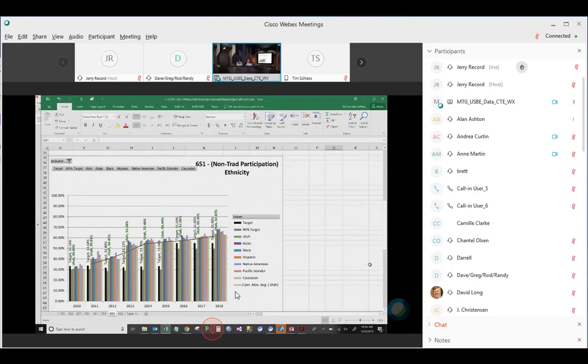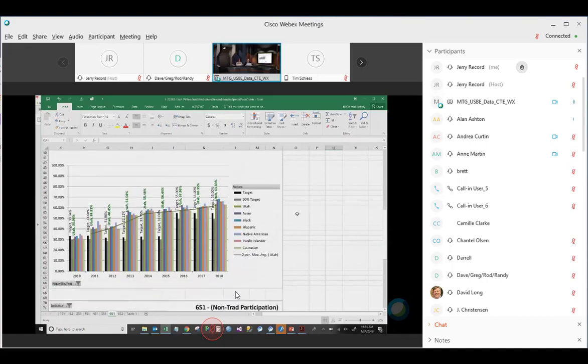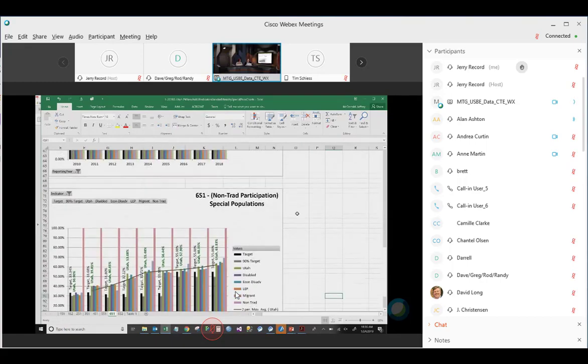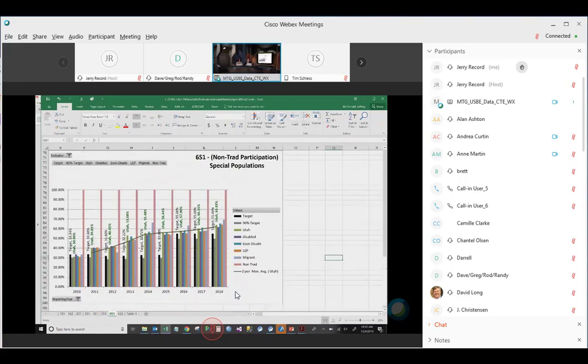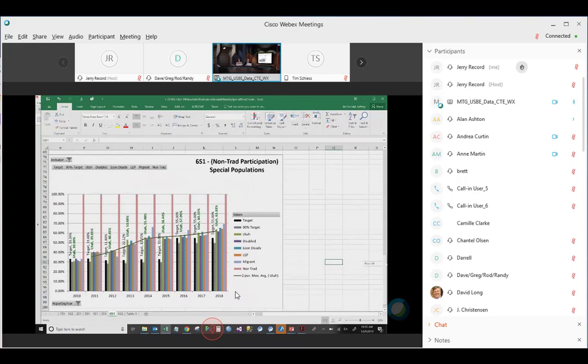Ethnicity. It looks like most of the ethnic groups have done well on this indicator in 2018. Our target is clear down here. 90% is way down there. And the ethnic groups have done well in non-traditional participation. So you're getting the message out to at least try these classes, even if it's not typical that your gender would take that class. So here's non-traditional participation for special populations.